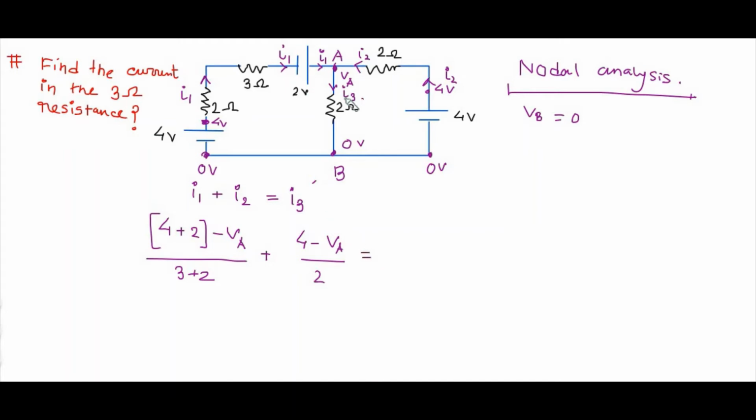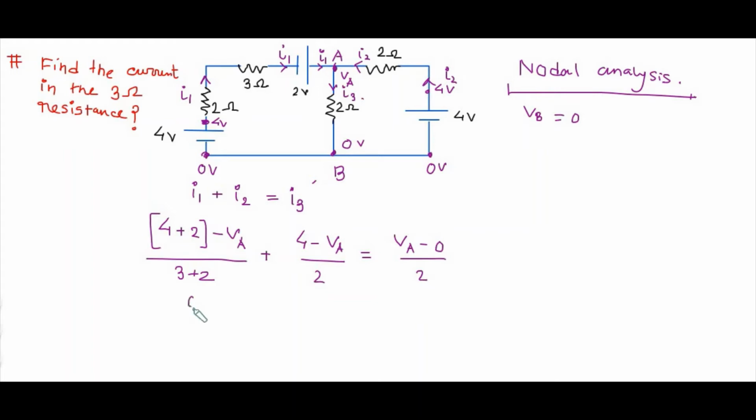And I3 is the current which is produced from the A node and passes towards the B node, which has 0 potential. In between, a 2 ohm resistor is connected. So here I3 can be defined as (VA minus 0) upon the resistance, that is 2 ohm.